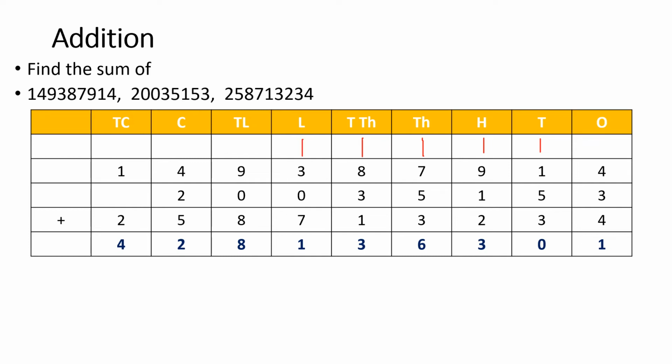Then 3 plus 1 is 4, plus 7 is 11. We will write 1 here and 1 as carry. 9 plus 1 is 10, 10 plus 8 is 18. We will write 8 here and 1 here. 4 plus 1 is 5, 5 plus 2 is 7, 7 plus 5 is 12. We will write 2 here and 1 as carry. Then 1 plus 1 is 2, 2 plus 2 is 4. So it is our answer, that is 42 crore 81 lakh 36,301.